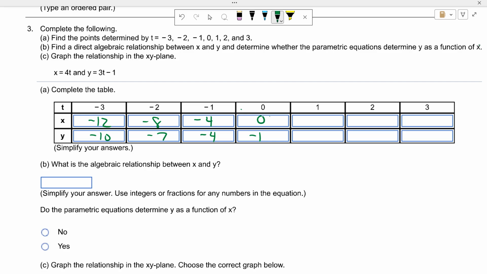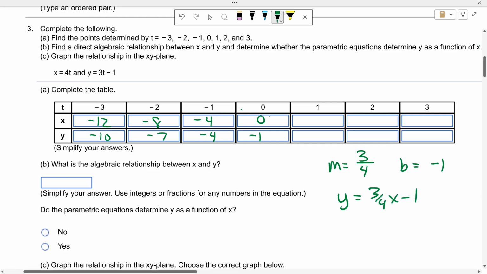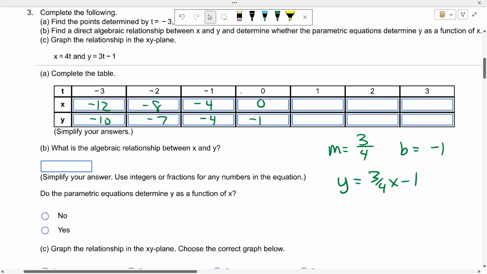So the relationship between them, my slope would be the change in y, which is up by 3, over the change in x, up by 4. And when x is 0, y is negative 1. That means my y-intercept is at negative 1. So it'd be the equation y equals 3/4 x minus 1. Does it determine y as a function of x?